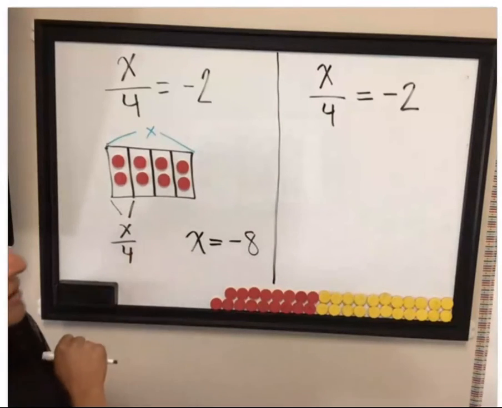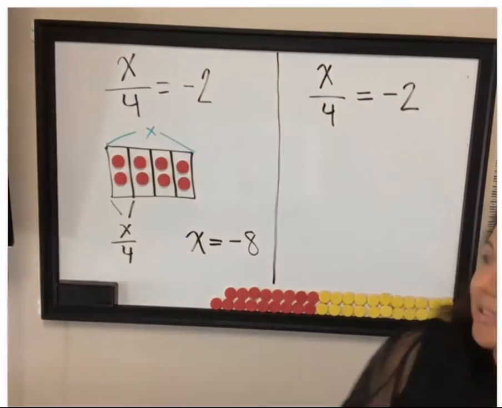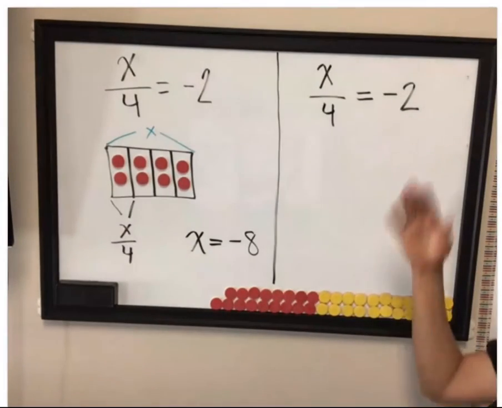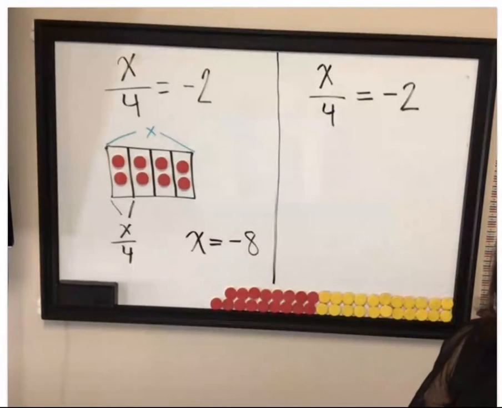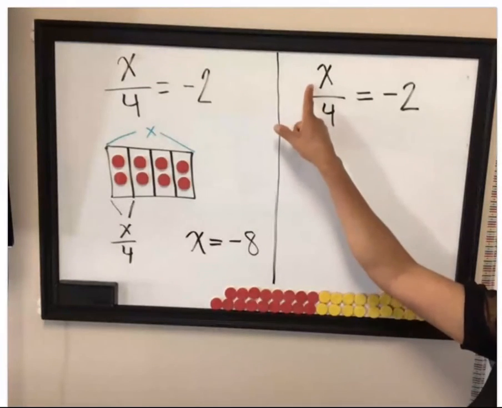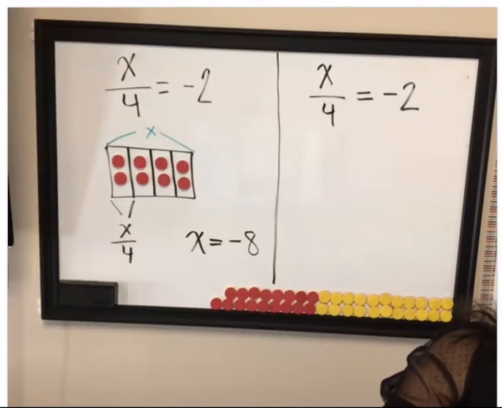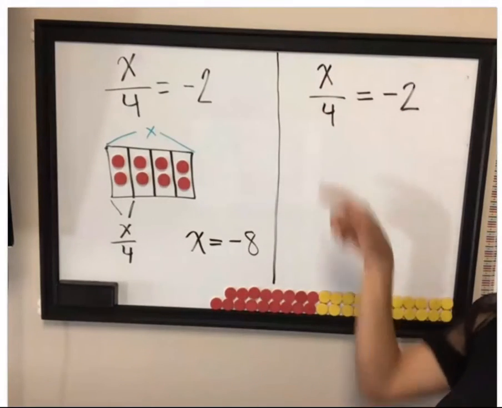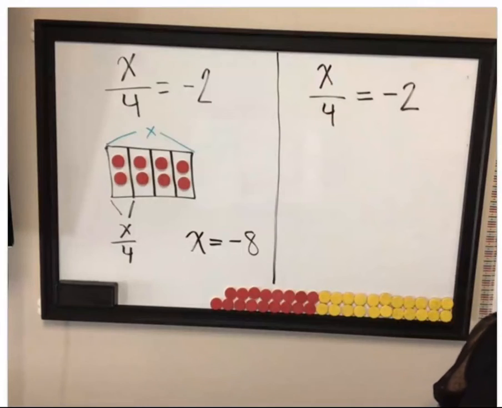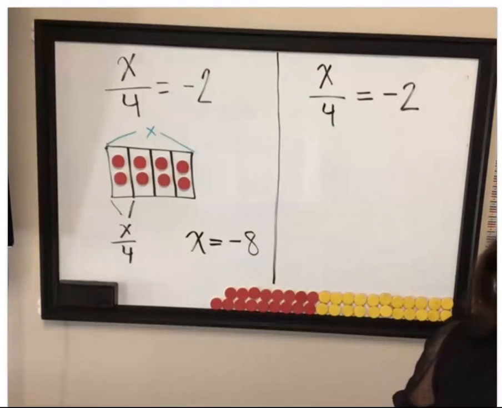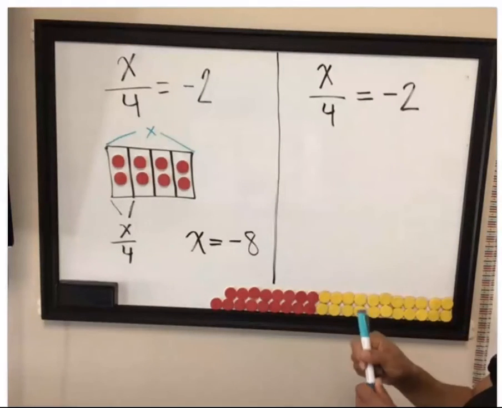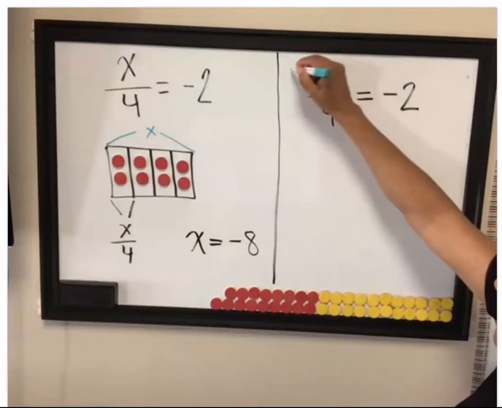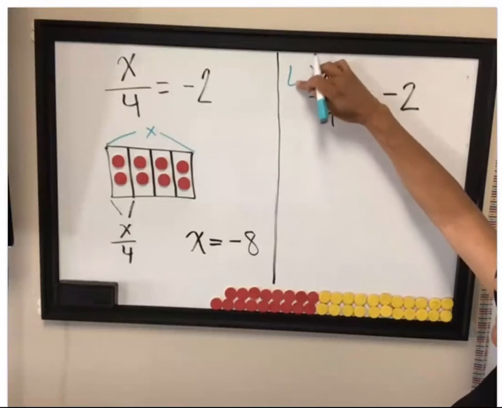So now, if we're just using the standard algorithm, we say, hey, the equal sign separates the left side from the right side of my equation. The goal is to isolate the variable, right? Leave the x by itself. When we have a fraction, we know that that represents division. So I'm going to need the inverse operation, and the inverse operation for division is multiplication. So that means I will need to multiply both sides by 4.